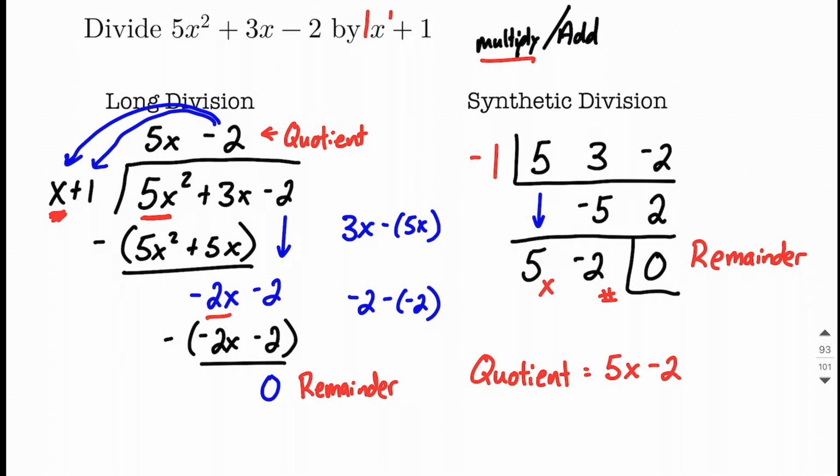So notice we get the exact same quotient, the exact same remainder in both of these, but you do have to be a little bit careful when you can use synthetic division when you are dividing by 1x to the first power, either plus a number or minus a number. So I hope this helps out as you're working on dividing polynomials. Good luck.